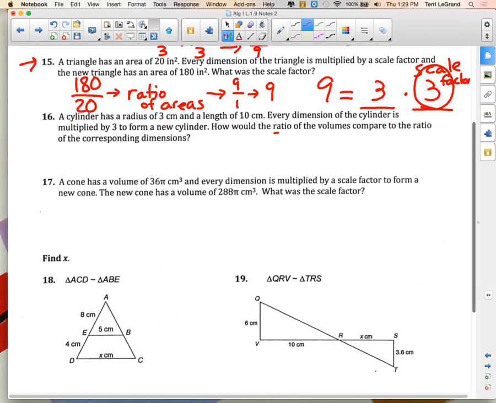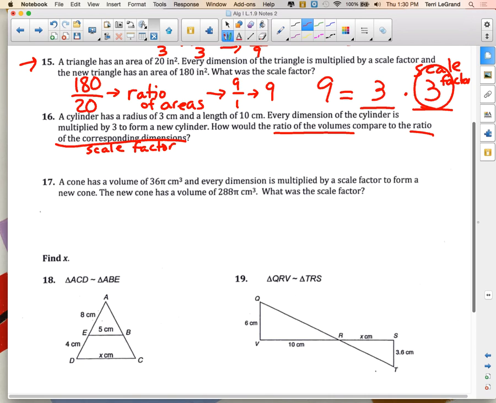How would the ratio of the volumes compare to the ratio of the corresponding dimensions? What's that called again? Scale factor. Okay, that's a scale factor. So basically they're asking us, what's going to happen to the volume? We already decided it's going to get bigger, right? So how many times bigger is it going to get? 3 times bigger? So 3 of the old cylinders would fit in the new cylinder and fill it all up?